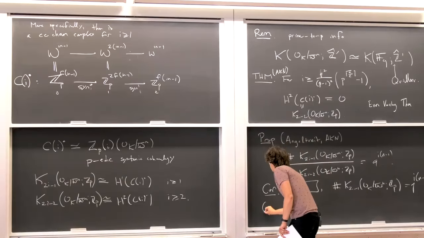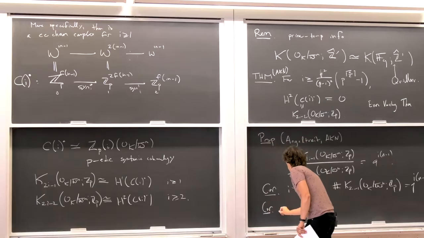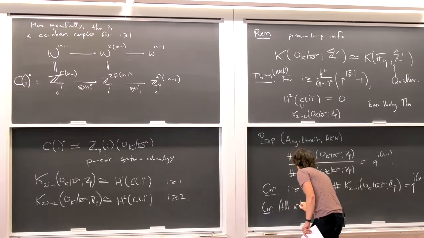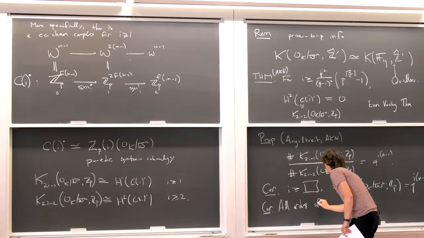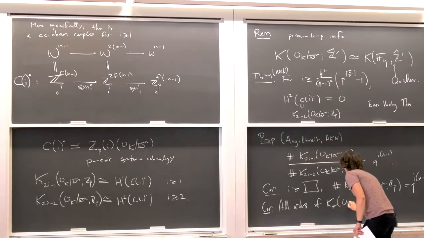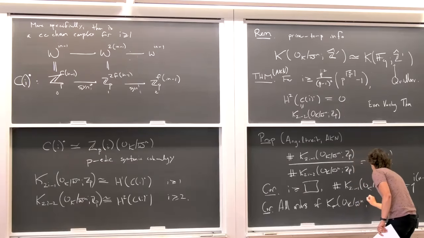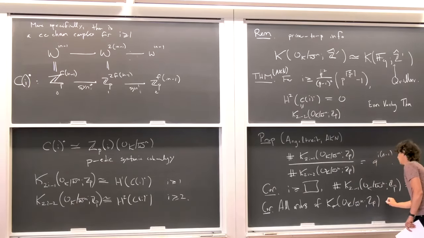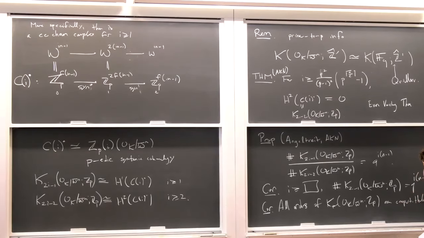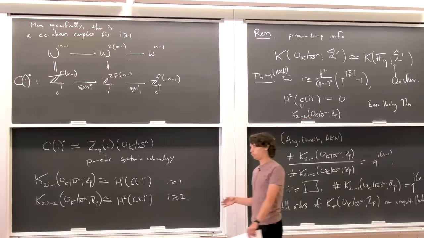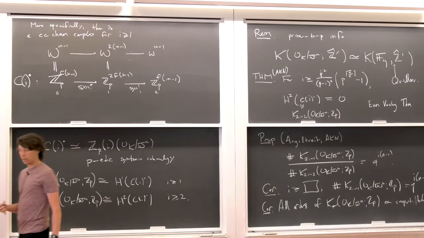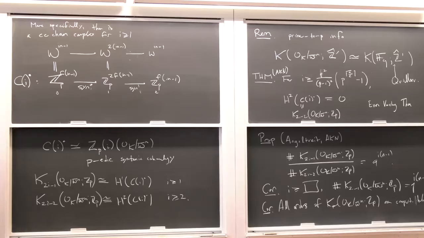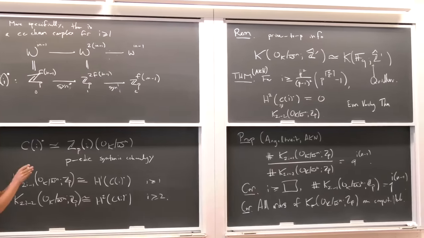And that tells us that all orders are computable. Meaning, with finite time, one can figure out all of the orders of all of the K groups of any given O_K mod π to the n. Okay, why?